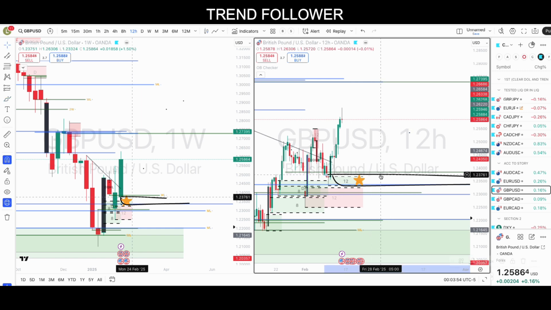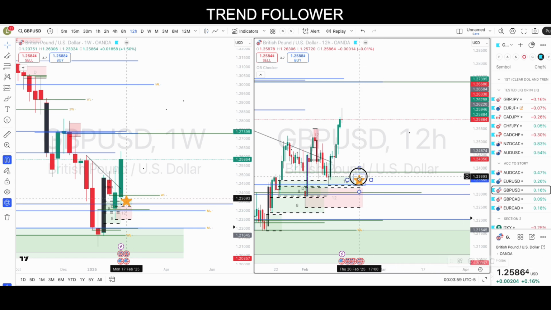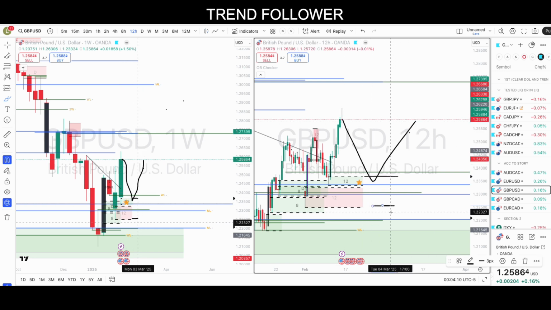Let me remove these brush strokes, which I really like. You see, this star sign shows that it's super awesome. But anyway, there's a 12-hour zone here, which I really like. And if it comes down here, that's where I will enter. My stop loss would be here.